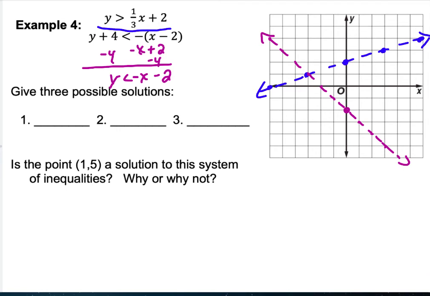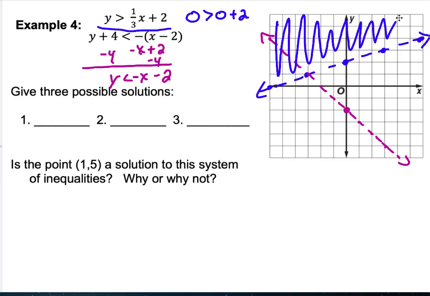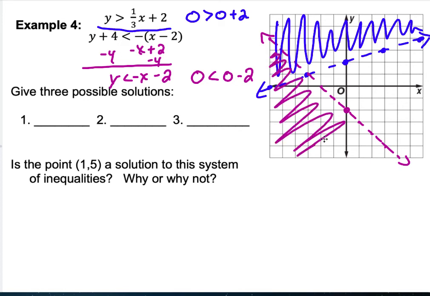All right, so I've already got my 2 lines. My blue one, I'm going to plug in 0, 0. Is 0 greater than 0 plus 2? No, that's not true. So I want to shade the side that doesn't have the 0 on it. For my second one, I have y is less than -x minus 2. So 0 is less than 0 minus 2. No, 0 is not less than -2. So I don't want 0. So I'm going to shade in everything over on this side.